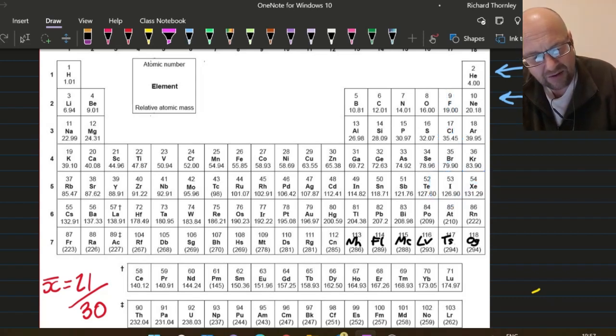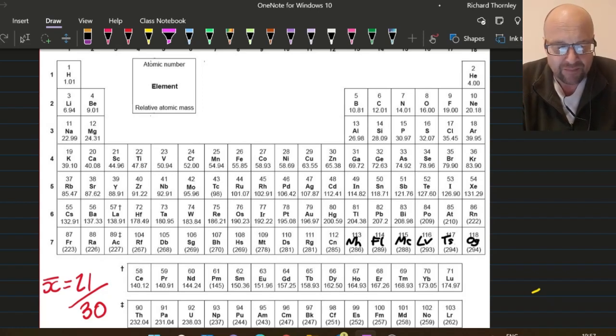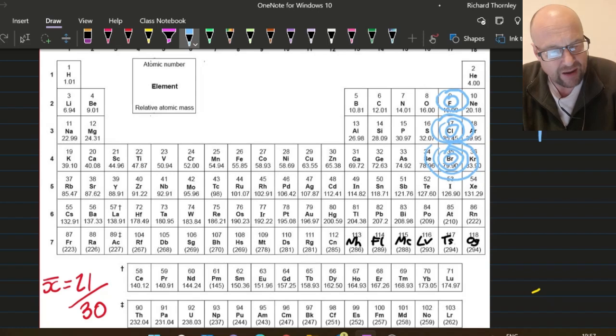All right, let's look at ionic radius. Well, they all gain 1 electron, don't they? So the reason that fluoride is smaller than chloride is because it's got 1 less shell. And the reason that chloride is smaller than bromide is because chloride has 1 less shell. So as I go down, the ionic radius increases. So it has to be B or it has to be C.